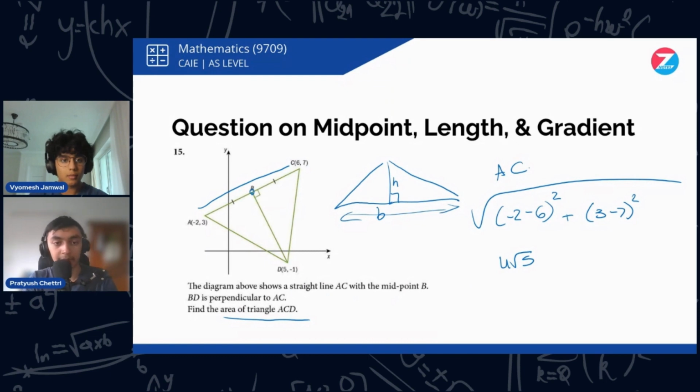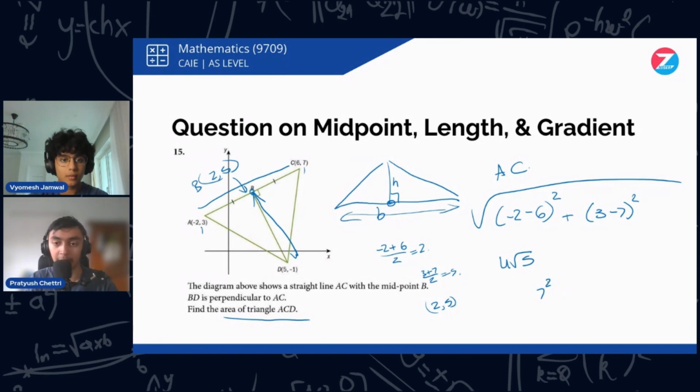And BD is perpendicular. So now we need this midpoint so we can calculate this height length, right? And the midpoint will be the average, so minus 2 plus 6 over 2, which is 2. And for the Y, it's going to be 3 plus 7 over 2, which is 5. So 2, 5 is this point here, B is 2, 5. And B to D, we can get the length again.